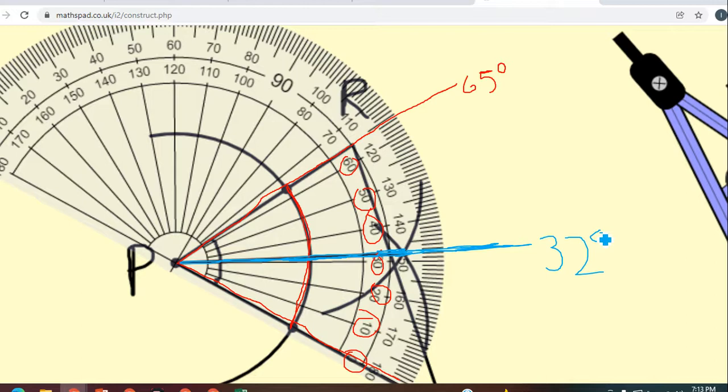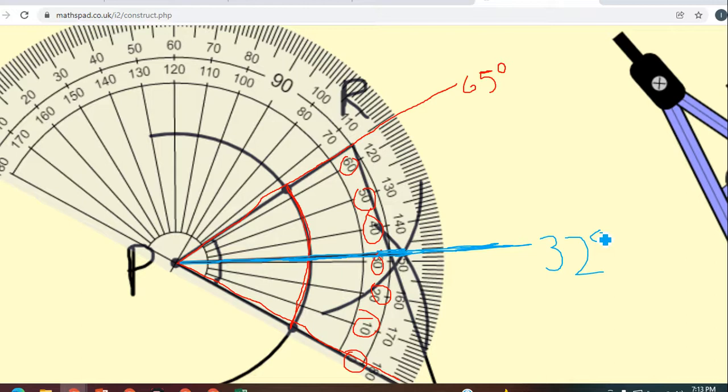So please ensure that you know how to bisect your angles. They like to bring stuff like that. All right. Any questions on this? You're rather quiet. Go ahead.